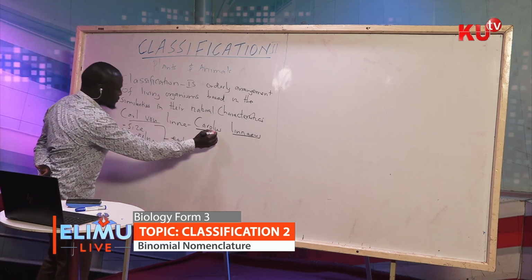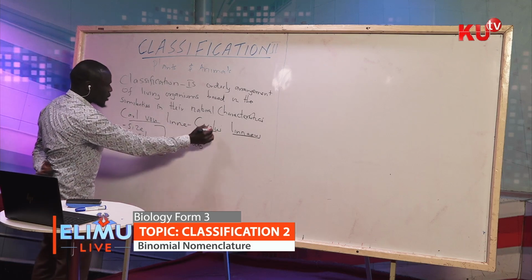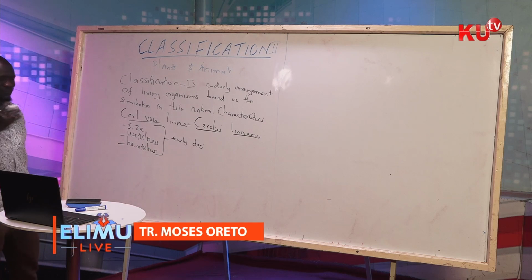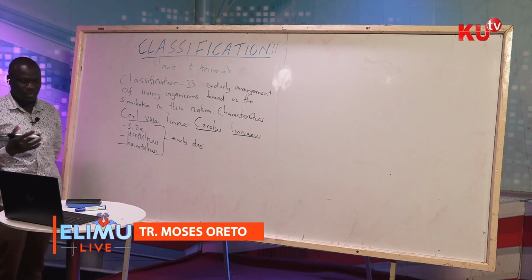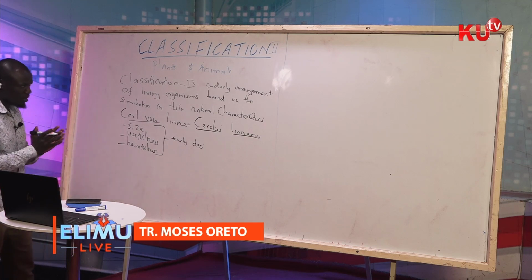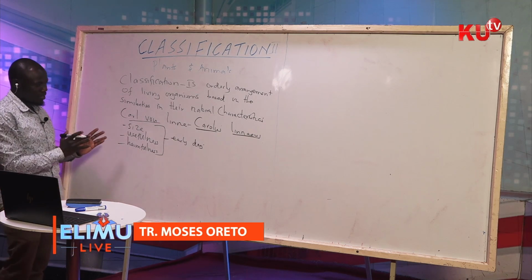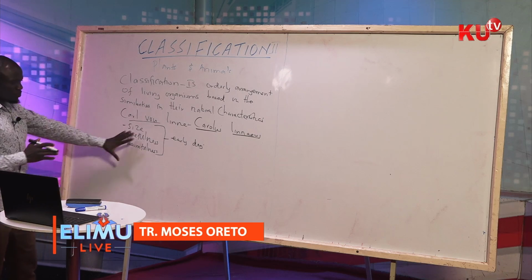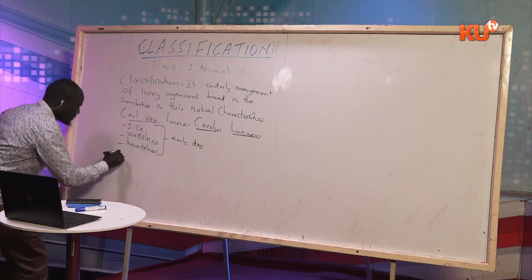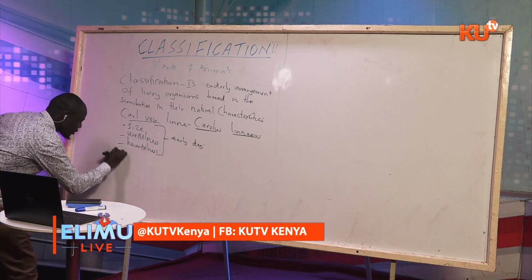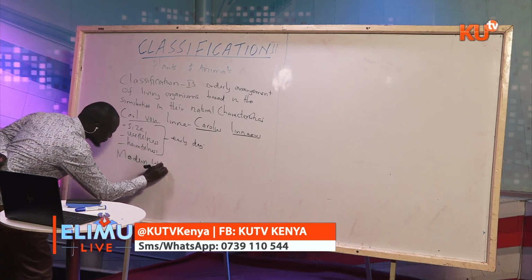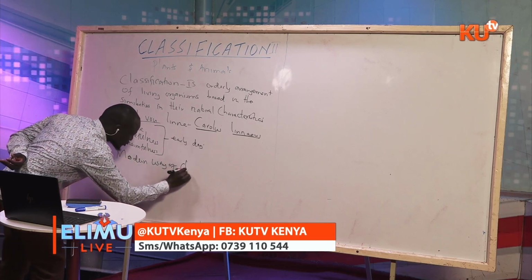this Swedish person by the name Carolus Linnaeus came up with a modern way on how the classification can be done in a better way, so that we are able to study animals, or these living organisms, in a much better way. Because of that, this person devised the modern way of classification.